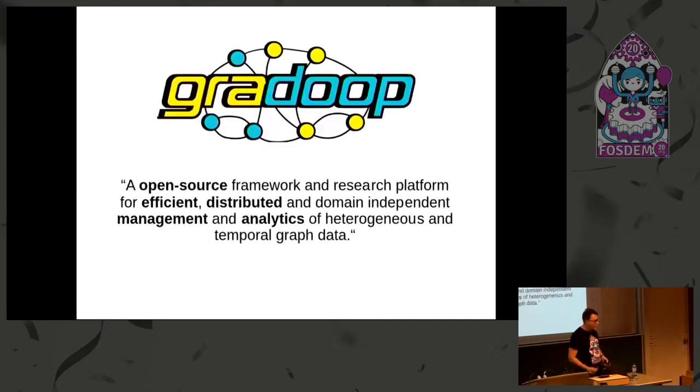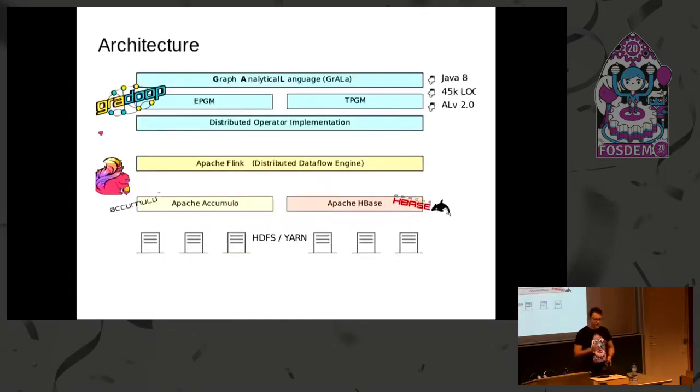So let's take a look at GRADOOP. GRADOOP is an open source framework which can handle heterogeneous and now temporal graph data in a distributed manner. If we take a look at the GRADOOP stack, we will see that we are embedded in the Hadoop ecosystem, and with that we can use graph storages like Apache Accumulo and Apache HBase as data sources.